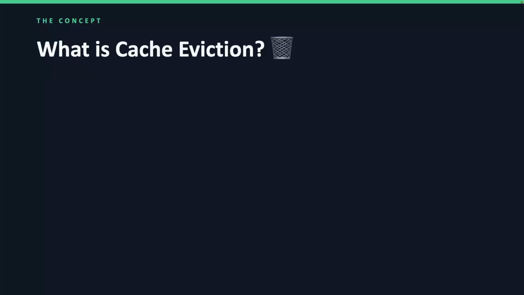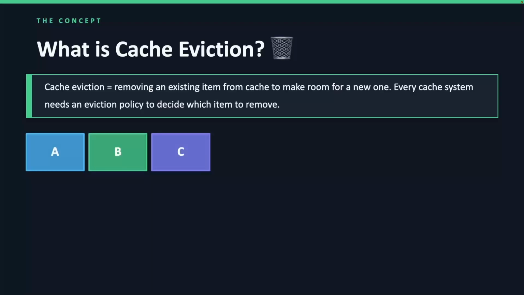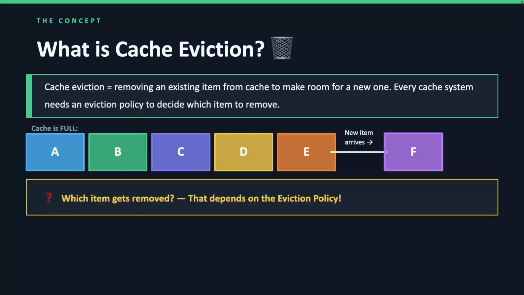Let me make this concrete. Imagine your cache has 5 slots: A, B, C, D, and E. All 5 slots are full, and now a new item F needs to be stored. There is no space, so one of the existing items must go. The question is which one? This is cache eviction, and the answer depends entirely on which eviction policy your system is using.